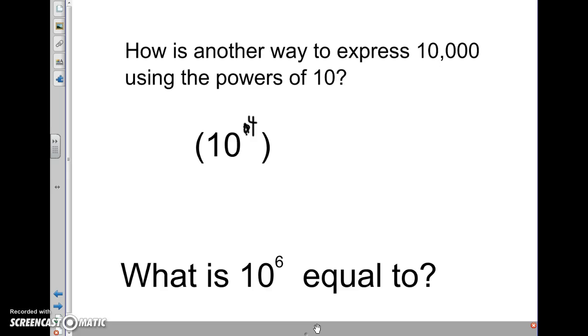What would 10 to the sixth equal? What is 10 to the sixth equal to? Go ahead and figure that out.